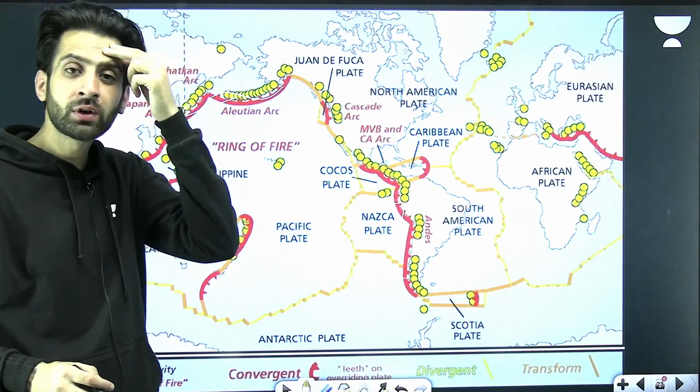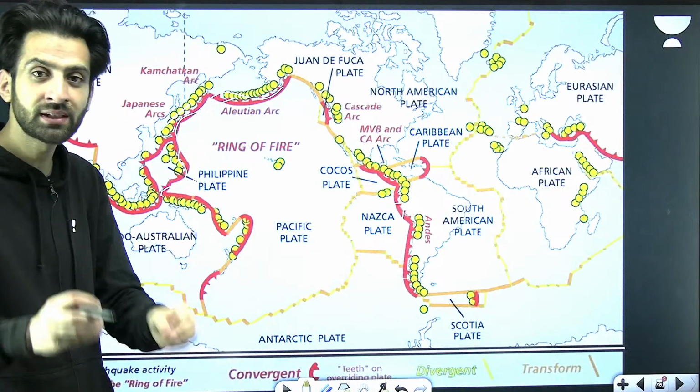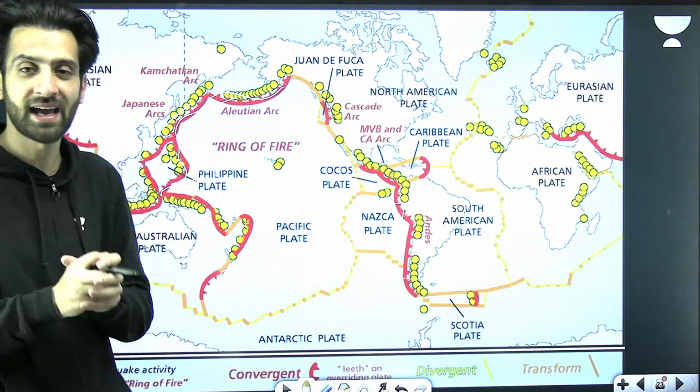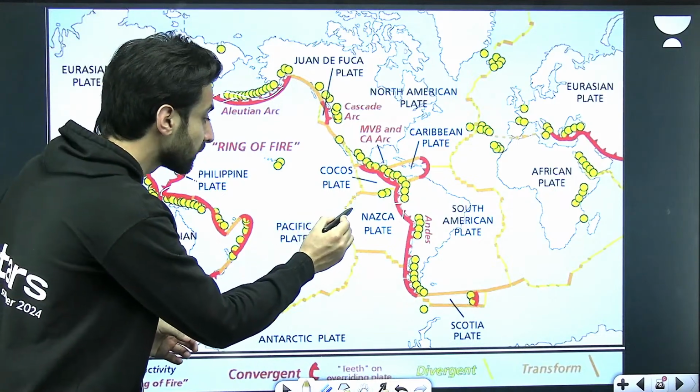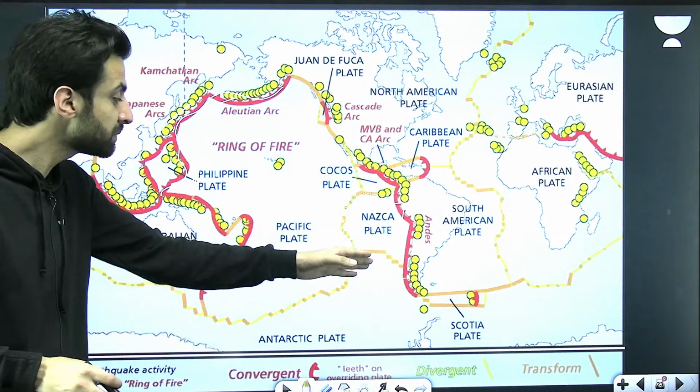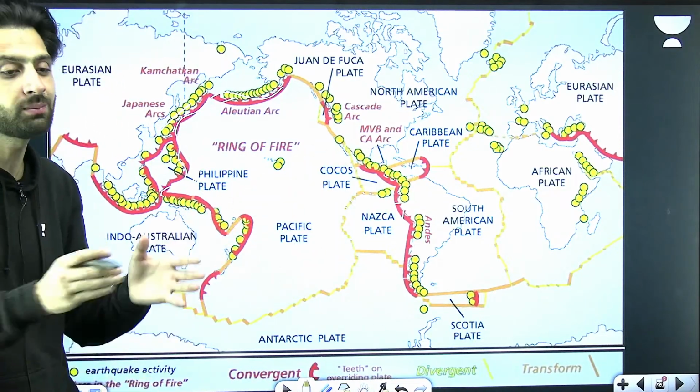Now, I already told you, in these places where the divergence is going on, you will find the transform boundaries as well. So the dark yellow color that is present in these places shows the transform boundaries, which are perpendicular to the divergent plate.